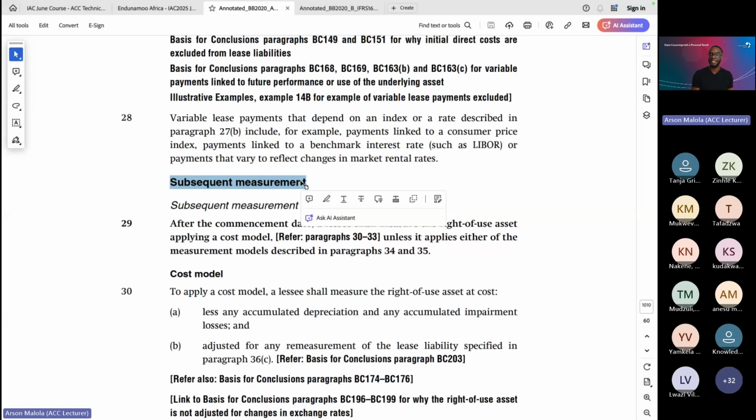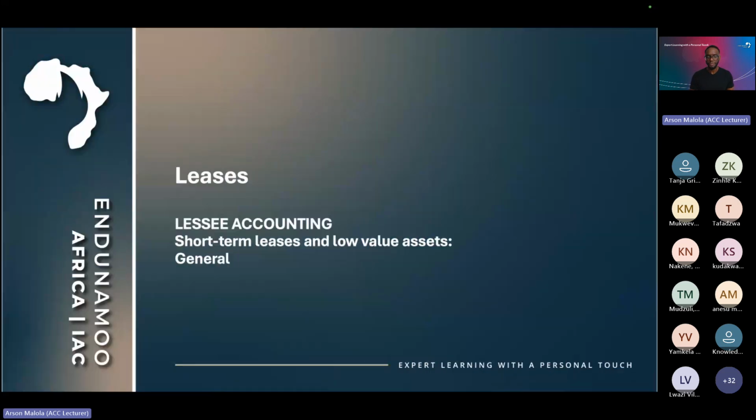So which principles sit where? If we talk about depreciation, that's subsequent measurement. If we're talking about capitalizing import costs that are not refundable, that's initial measurement. What principle sits where? So when it comes to lessee accounting, there's one model which involves recognizing a right of use asset and lease liabilities, unless these two exceptions apply.